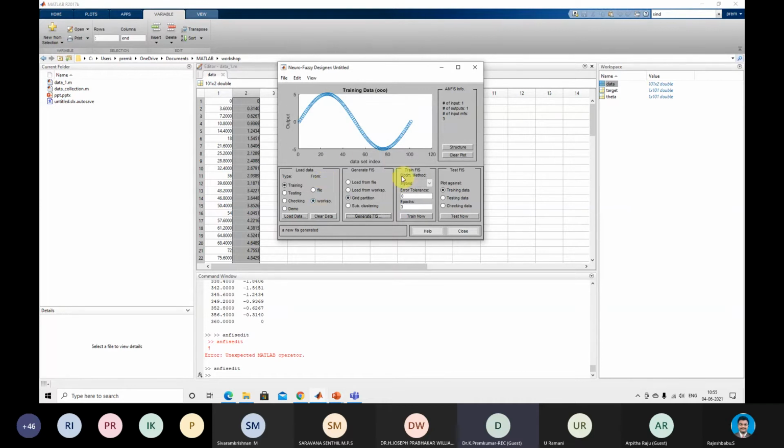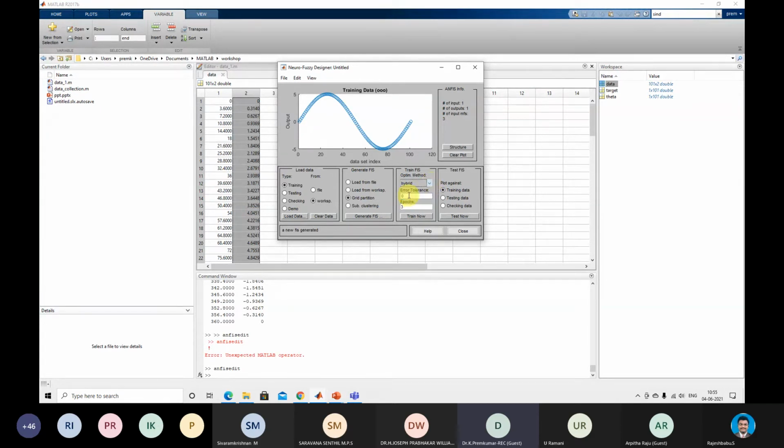That means the initial membership function will be created. The next process is training, that means the optimization method. Here there are two training methods: one is hybrid and the other is back propagation. Hybrid means you combine both back propagation and the least squares method. Back propagation adjusts the input membership function parameters, and the least squares method tunes the parameters of the defuzzification layer. So this is the concept.